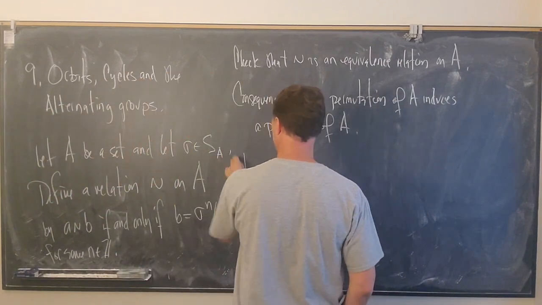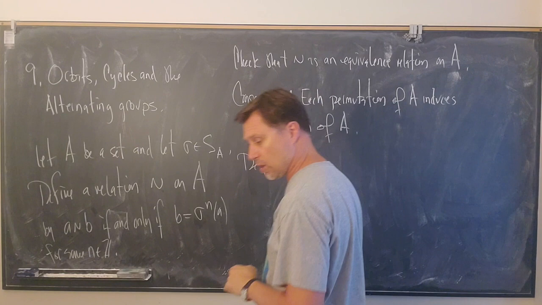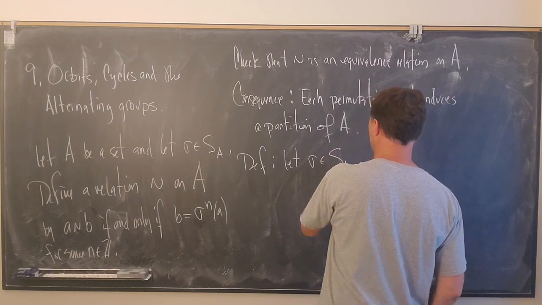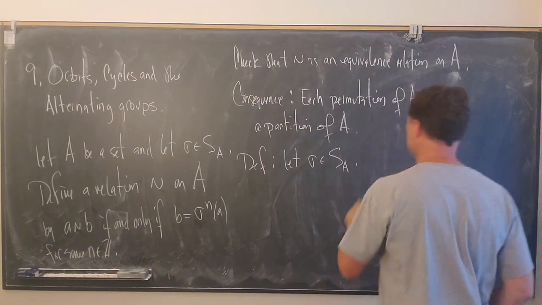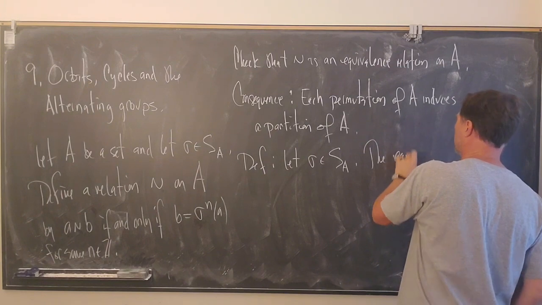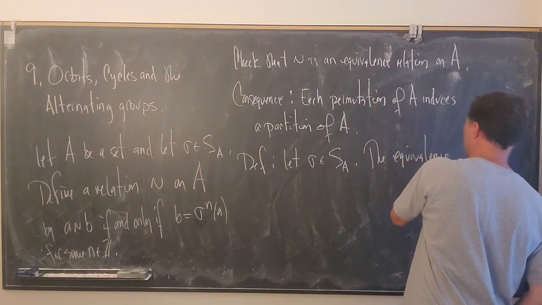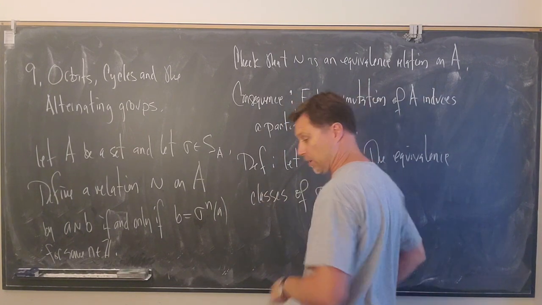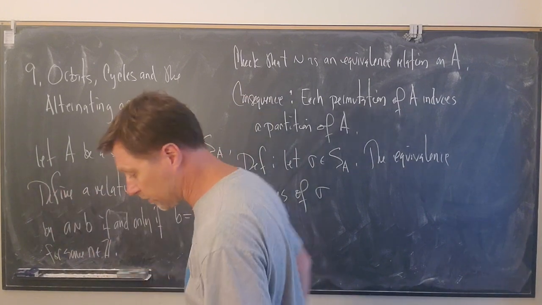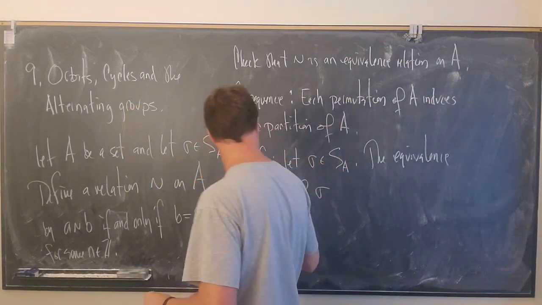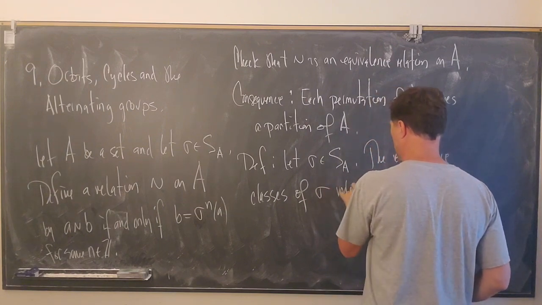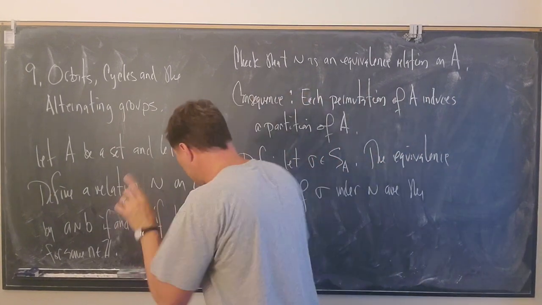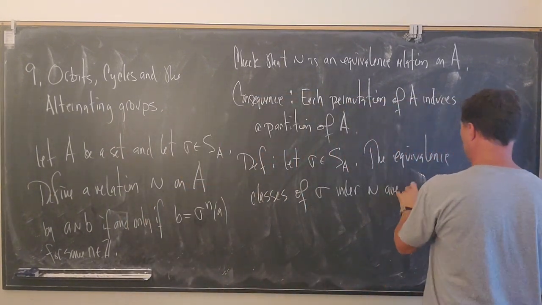And now for a definition, I guess this is really more a piece of terminology. Let sigma be an element of S of A. The equivalence classes of sigma under this particular equivalence relation, the equivalence classes under tilde, are called orbits.